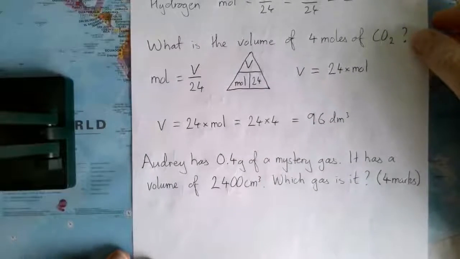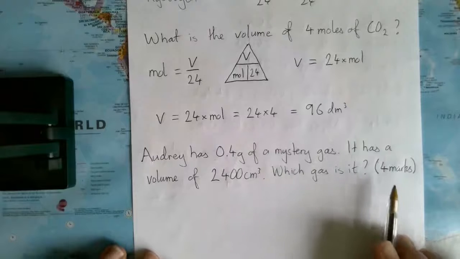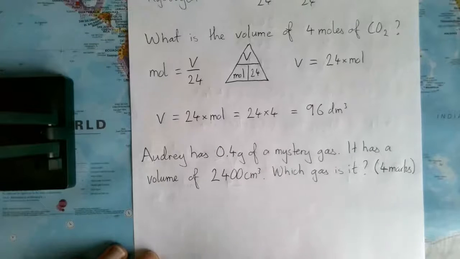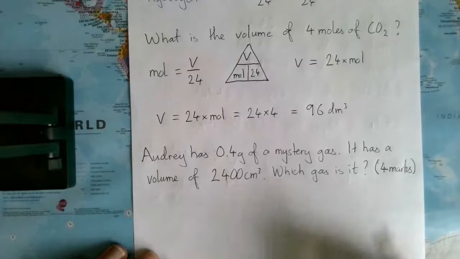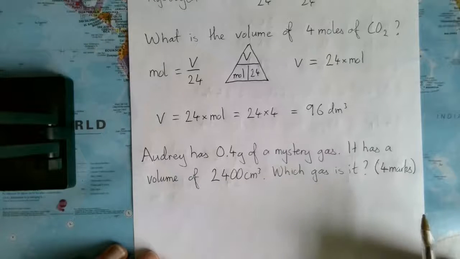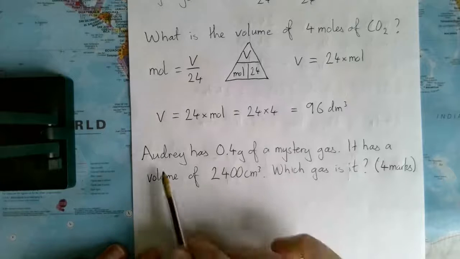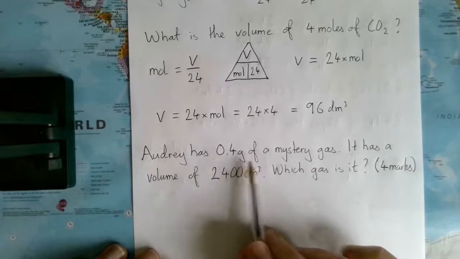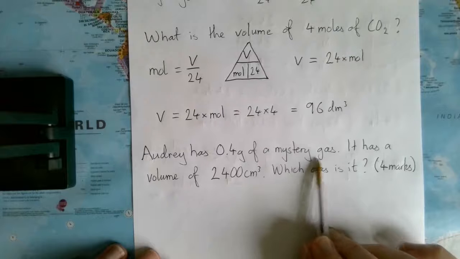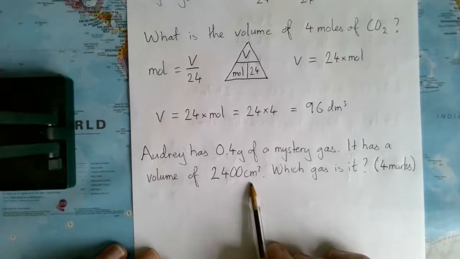Okay, so because it's the same thing every time, what they might do is get you to combine a couple of equations. Here is a really similar example to the kind of thing you get in the exam. It's worth 4 marks, which means I need you to do 4 steps. Try pausing and having a shot at this before you watch me go through it. So, Audrey has 0.4 grams of a mystery gas. This gas has a volume of 2,400 centimeters cubed.